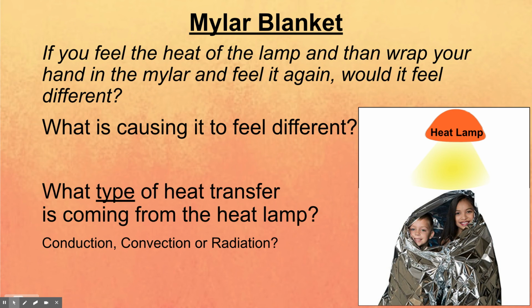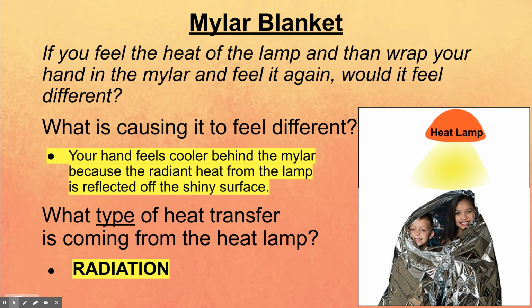All right, a mylar blanket. If you feel the heat of the lamp, okay, so you're going to put your hand near the lamp, and then you're going to take the mylar and wrap your hand in it, and then feel it again. Same distance and everything from the light. Would it feel different? And it does. What is causing it to feel different? And how does it feel different? So is it warmer or cooler? What type of heat transfer is coming from the lamp, the light source?